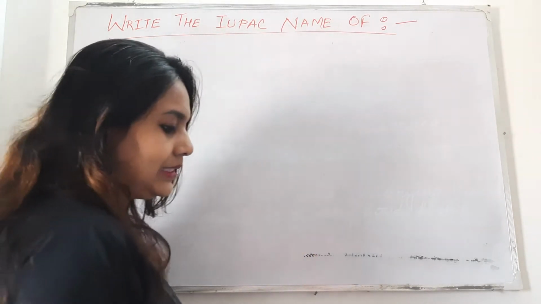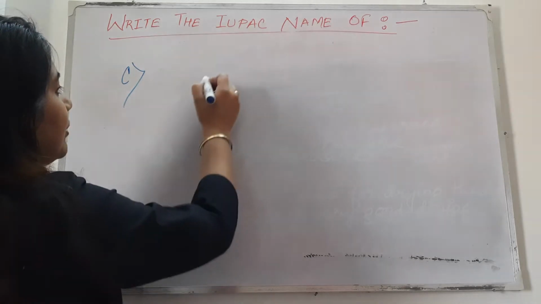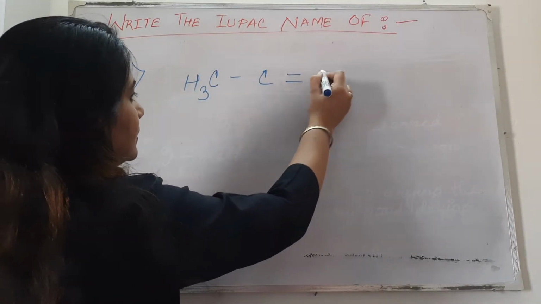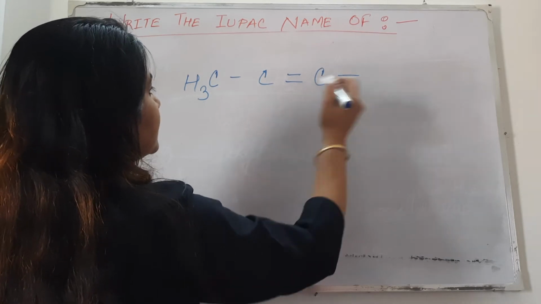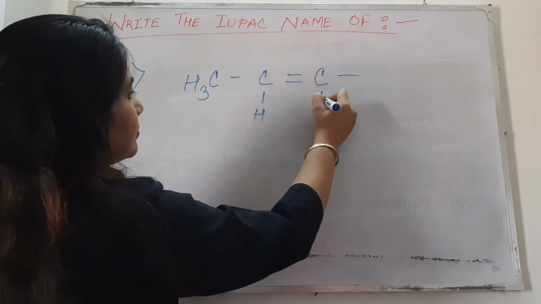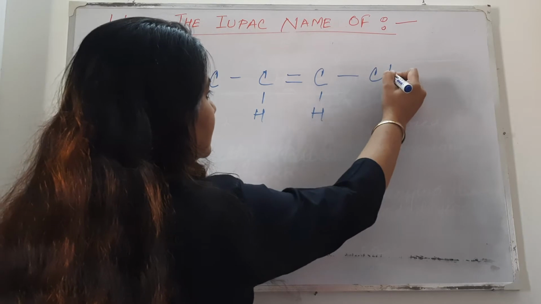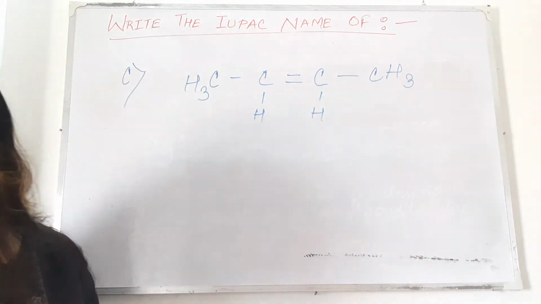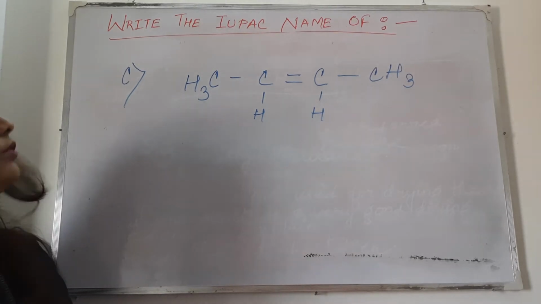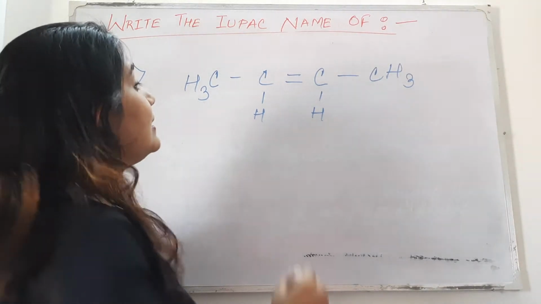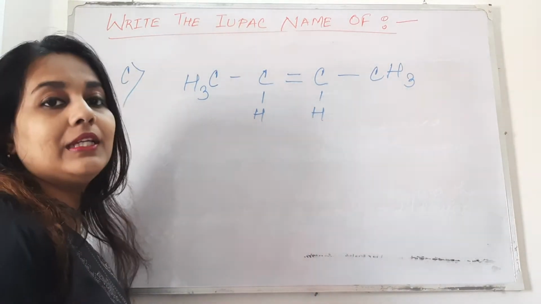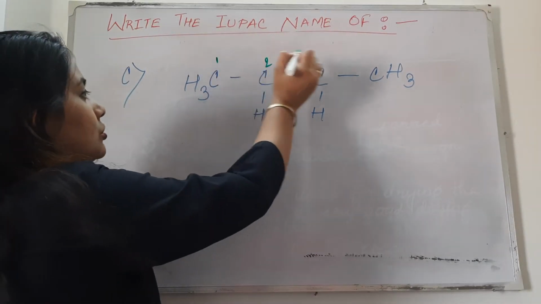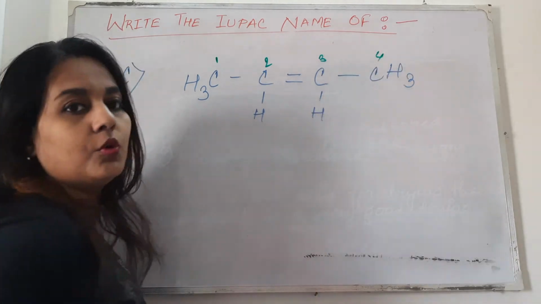Let us take another example where there is a double bond. Now how to name this compound? Since there is a double bond, I have to think of how the name will end. So 1, 2, 3, 4.